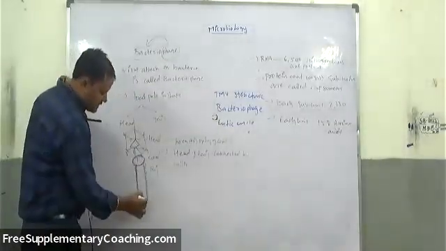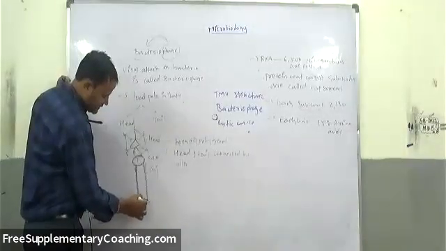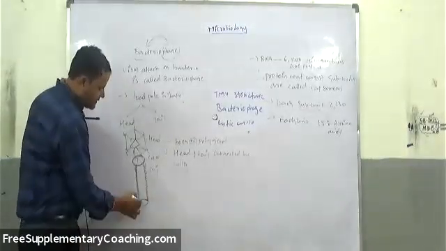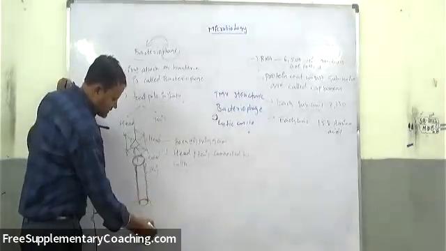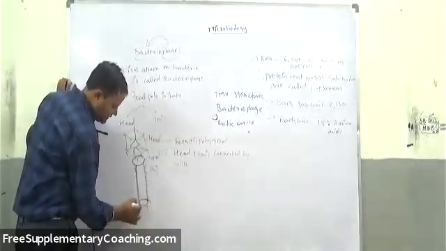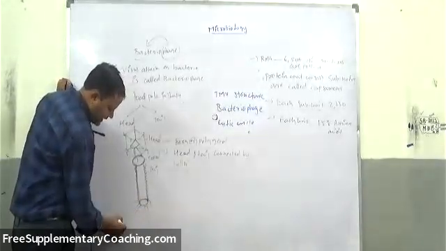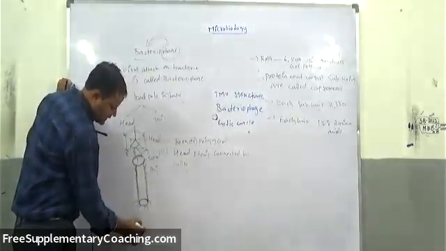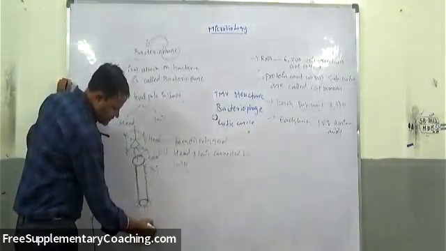Now the tail consists of the base plate, then tail fibers, and tail pins. These are the base plate, these are the tail fibers, and tail pins are present.